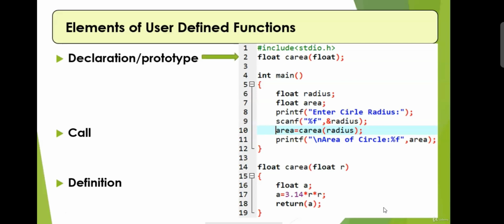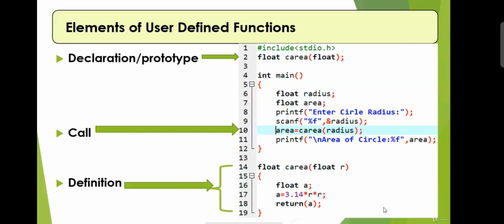Here on line number 2, there is a function declaration. We can also call it a function prototype. There is a call to the function on line number 10, and the function definition is given from line number 14 to 19. We'll discuss in detail how exactly we can write the function declaration, function call, and function definition. Let's go ahead and discuss these elements one by one in detail.